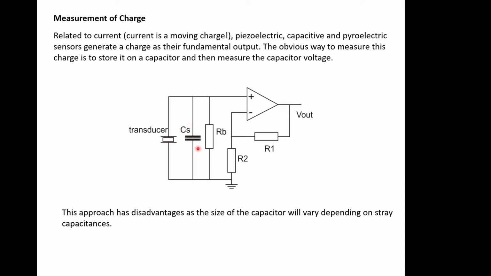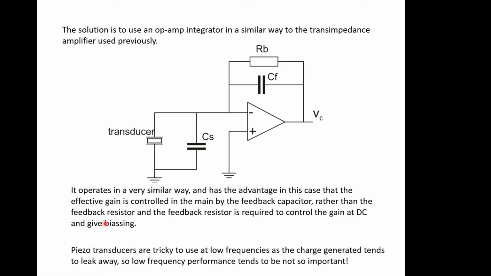Right, the problem with putting capacitance here is that we end up with other stray capacitances, because this could be the cable connecting the transducer to the amplifier, so the size of this capacitance may be a bit uncertain for us as well, which is a bit of a problem perhaps. So the solution is to use an op-amp integrator in a similar way to the transimpedance amplifier used previously. This will look remarkably similar to the transimpedance amplifier used previously, because we've got a feedback resistor, we've got feedback capacitance, which, remember, in the previous one we were using to compensate out. It wasn't relevant to our measurements. In this case, this is the important part of our measurement, and this is really just to provide biasing.